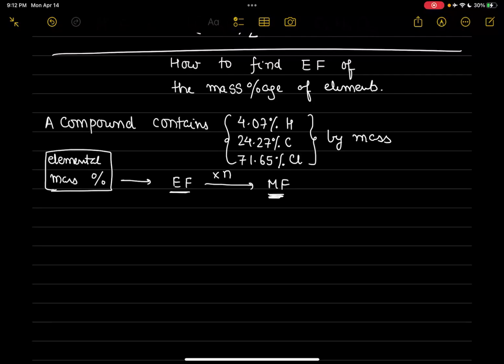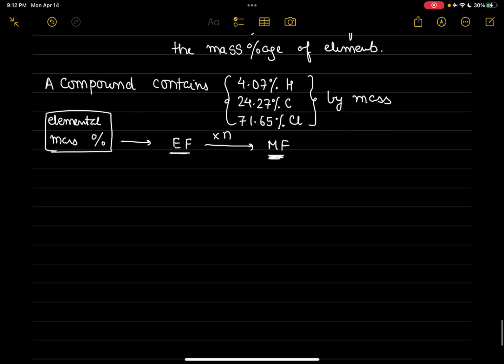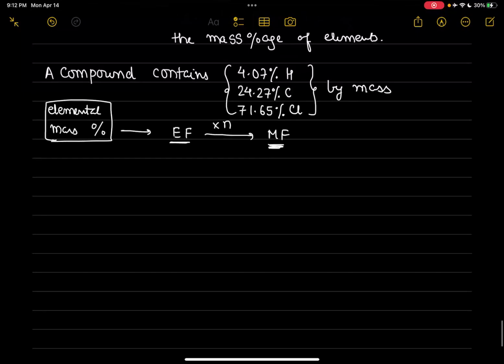Actually, I will give you one example. This is how they try to do it. They are going to give you some percentages, and you need to work on the percentages. For example, there is a compound.